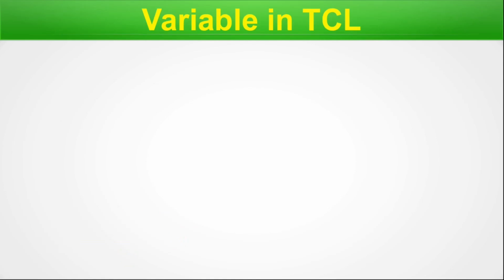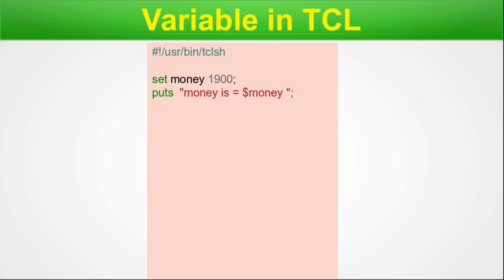So we will discuss this by example. We start our script with the hashbang /usr/bin/tclsh, and here we set money equal to 1900. The syntax is set space money space 1900 then semicolon. Then we write puts within quotes money is $money and we end it with a semicolon. So this way a variable is defined and it can be printed.